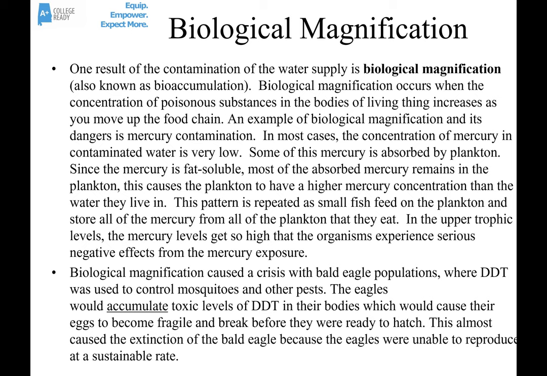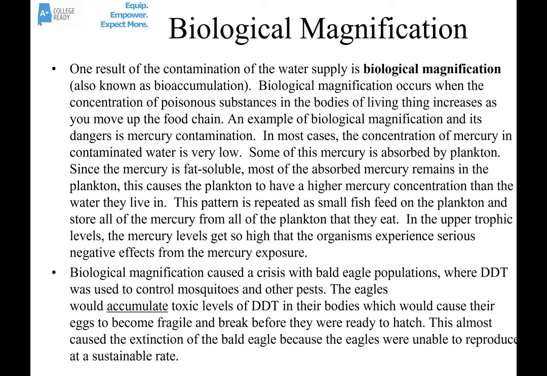All right, my very last topic on this screencast is biological magnification. This oftentimes occurs as a result of water contamination. It occurs when the concentration of poisonous substances found in the bodies of living things increases as you move up the food chain. A good example of this is mercury contamination.